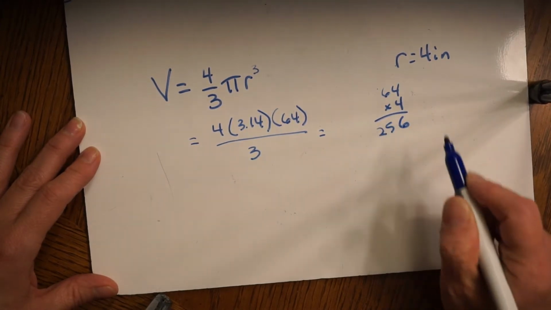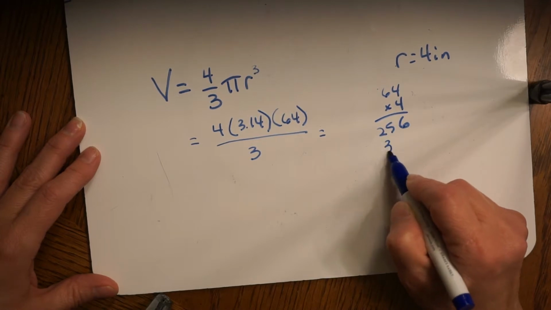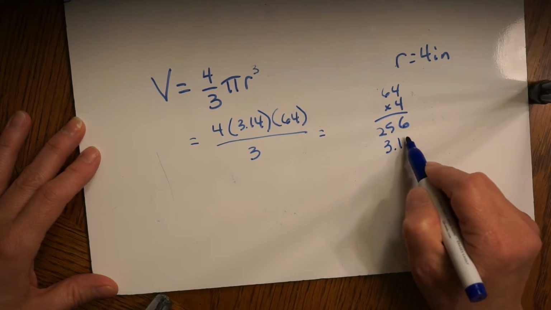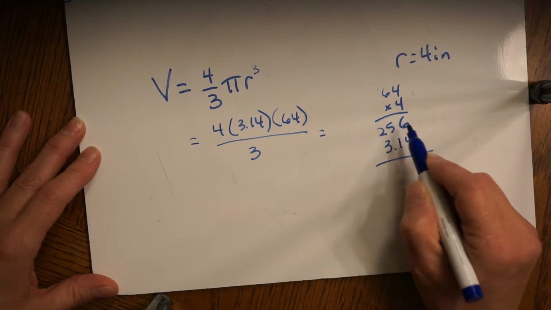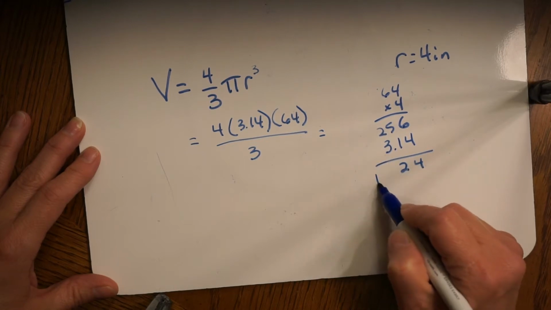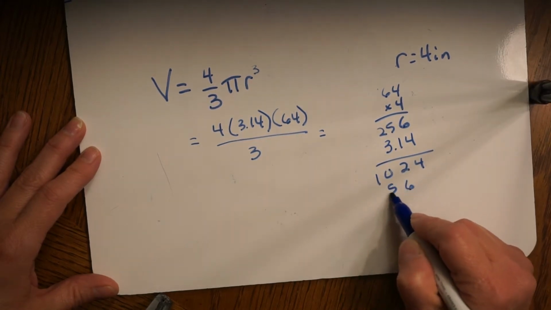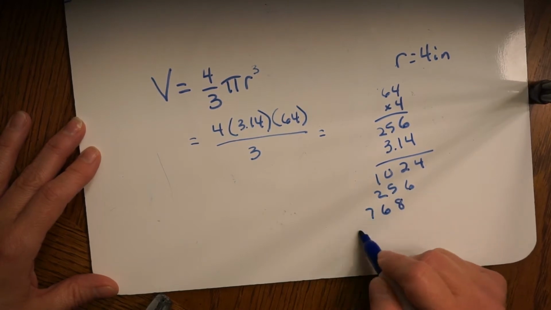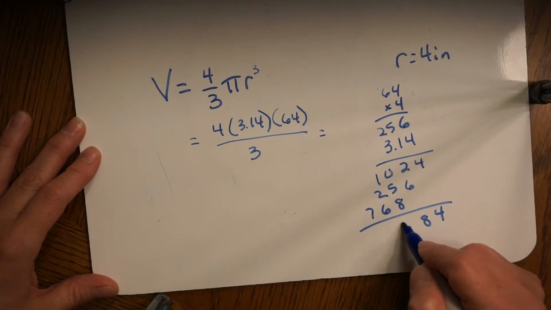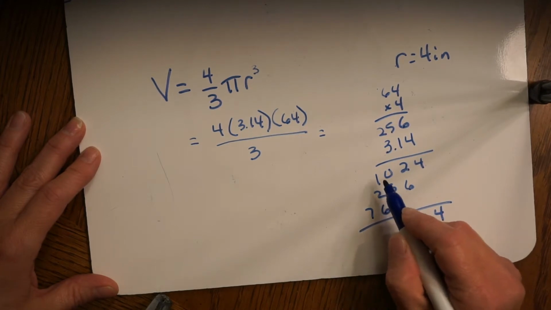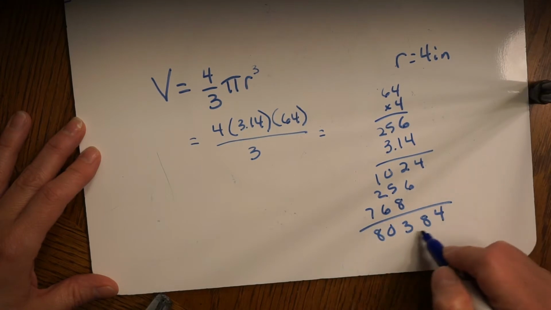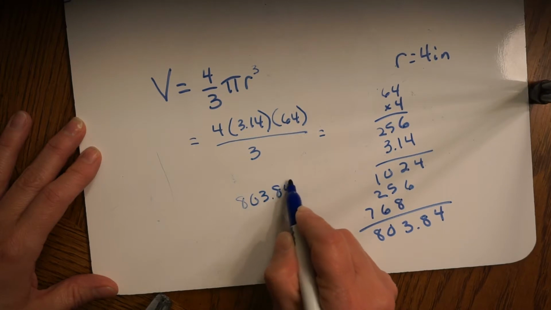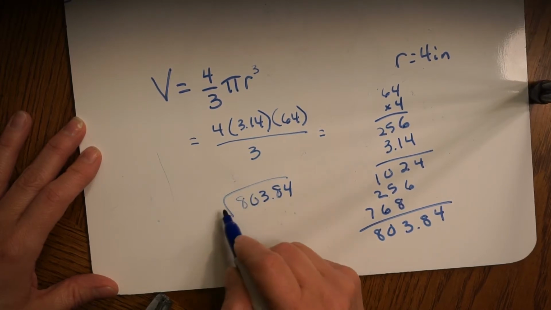24, 25, so I'm going to do 256 times 3.14. 222, 2, 8, 9, 10, 6, 5, 2, 18, 15, 16, 1, 6, 7, 1, 8, 9, 10. Okay, I'm hoping that my multiplication is good here. 803.84, now divided by 3.